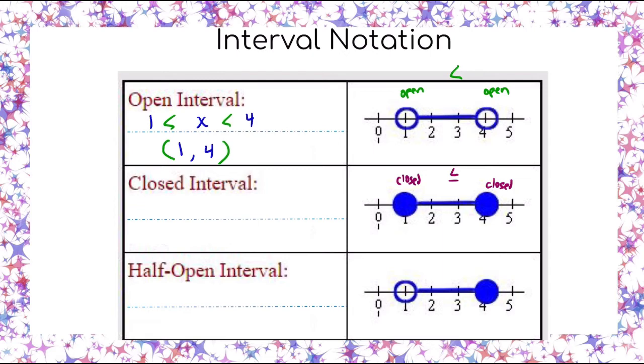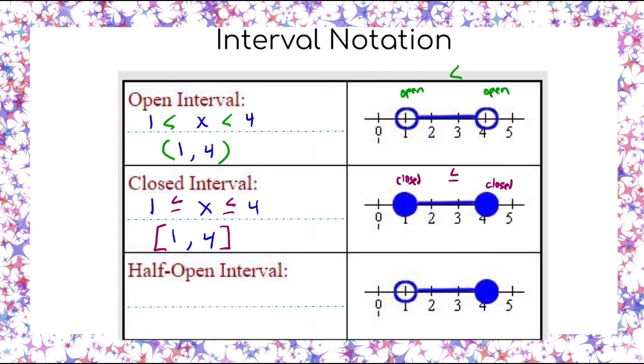So when I'm writing my notation 1, x, 4, what would my inequality symbols be? Well, I'm going to have 2 closed circles like that. So just like this example here, I'm going to have 1, 4. But when I have closed circles, I'm going to use those square looking brackets. They have like edges to them. So a closed circle means that I'm going to have a bracket, and an open circle means I'm going to have the round parentheses.